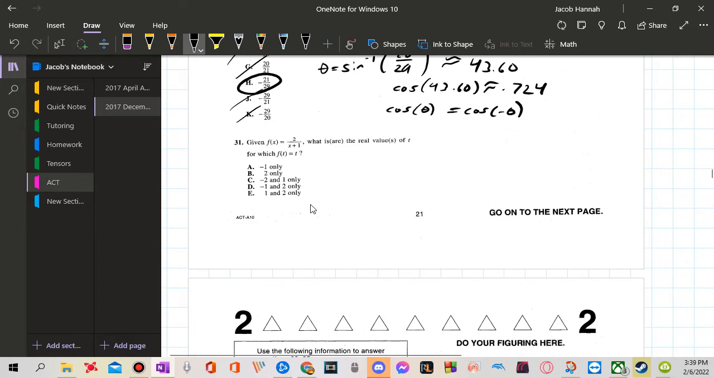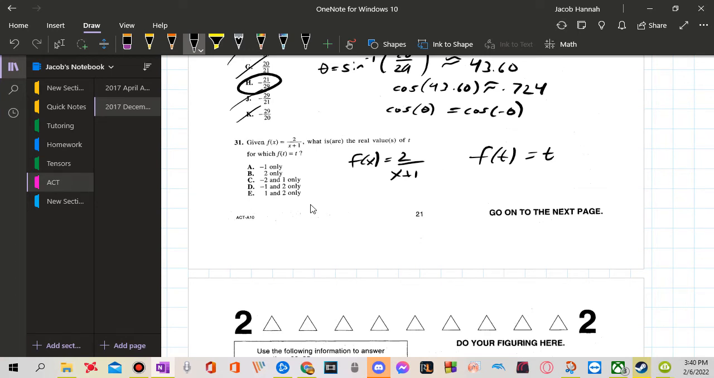So given f of x equals 2 over x plus 1, what is or are the real values of t for which f of t equals t? Alright, so if f of t is equal to t, that means if you put in 2 right here, that's going to give you 2.